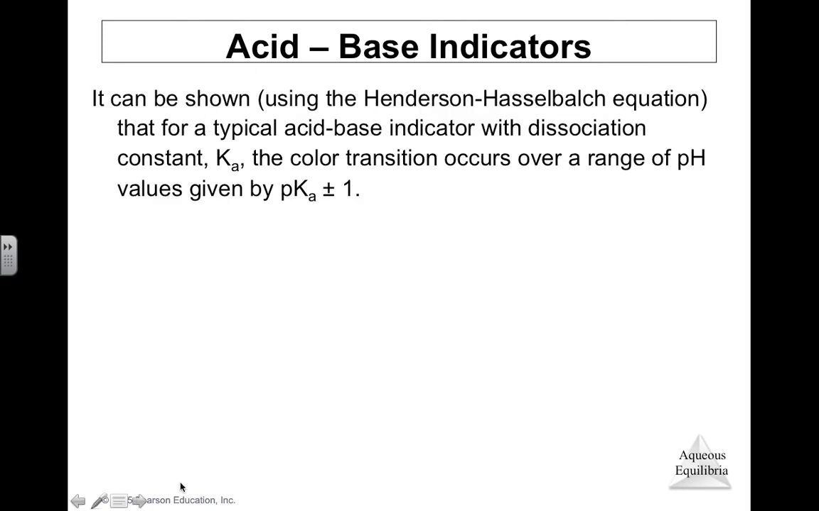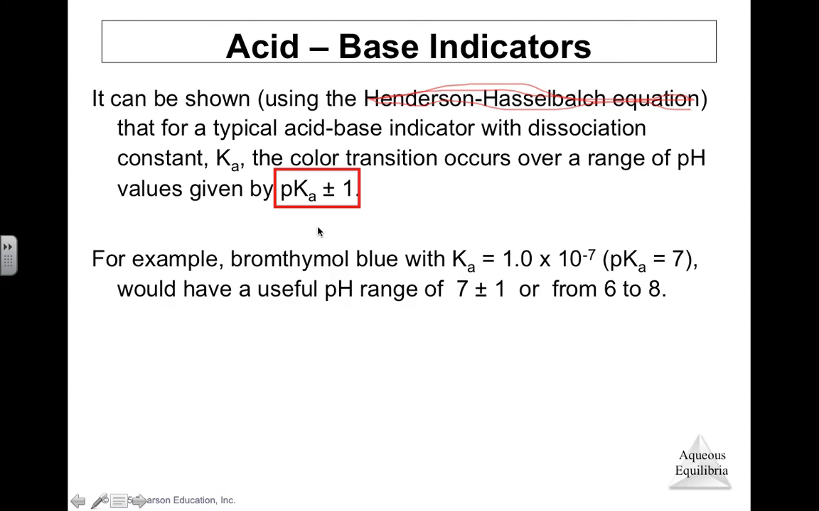Now it can also be shown, and remember we do not use the Henderson-Hasselbalch equation, instead we use the only equation that we have to memorize. So we can show through experimentation and through math, we're not going to worry about it though, that the color transition is given by pKa plus or minus 1. So what this means is if we want the color to change, then we need to look at the pKa. So bromothymol blue has a Ka of 1 times 10 to the negative 7, so you take the negative log of that, pKa is equal to 7.